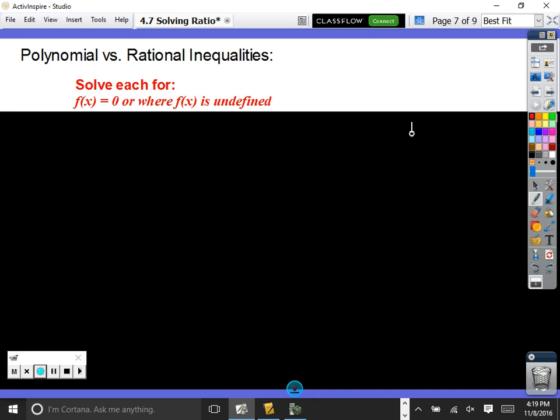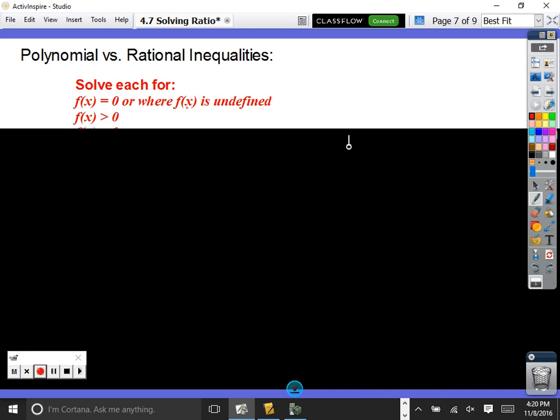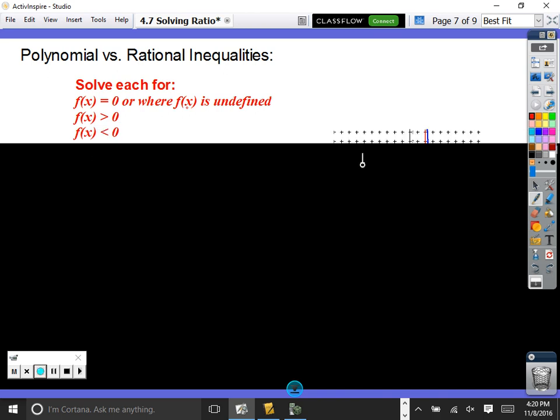When we are solving either of these, we will be asked to find 3 different things. We will first be asked to find where the function equals 0, and if it ends up being rational, we could also state where the function is undefined because we have asymptotes. So if our function isn't equal to 0, for inequality it would be greater than 0, so we'll find the places where it's greater than 0, or less than 0. So we will have different problems like this.